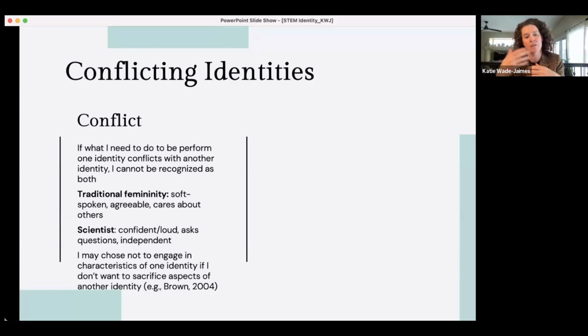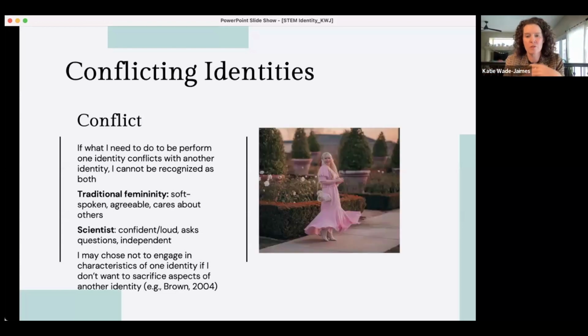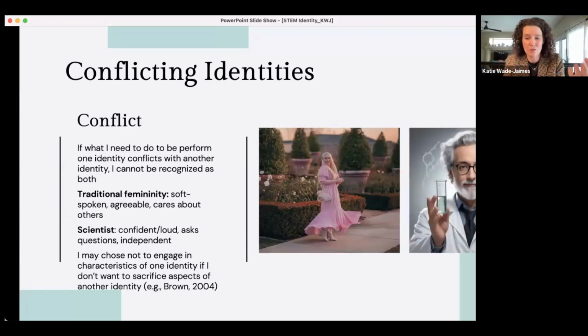So for example, if we think about our ideas or discourses around traditional femininity, we often think of it as being soft-spoken, agreeable, you care about others. This is just a stereotype of what a traditionally feminine woman might look like, right? So wearing a dress, long hair. If, on the other hand, we have these ideas around being a scientist, that you have to be confident or loud, you have to ask questions and question things and work independently, and maybe this is what a scientist might look like, these two things aren't really compatible. I can't find a way to be able to do both of those things.